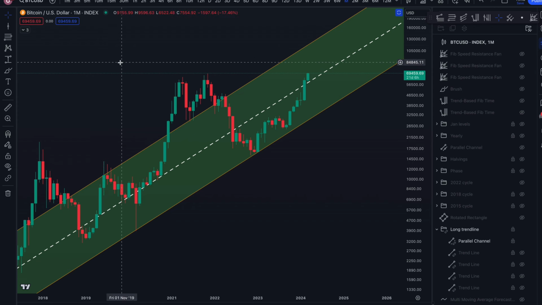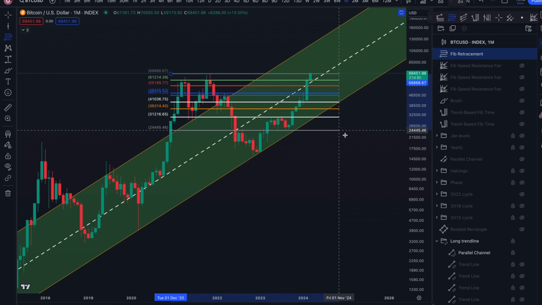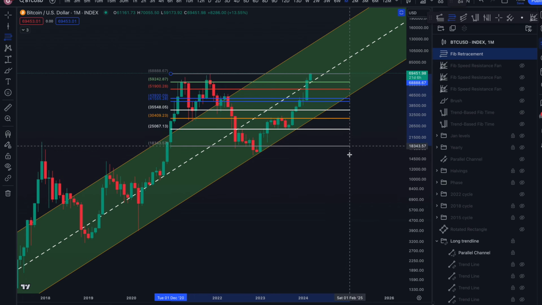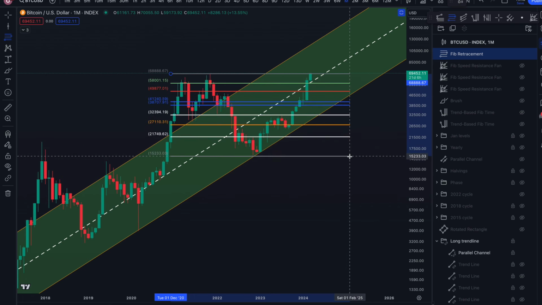So what you can do with that is get a fib and plot from the all-time high, the last high price. Let's go down to the low. Okay, here.